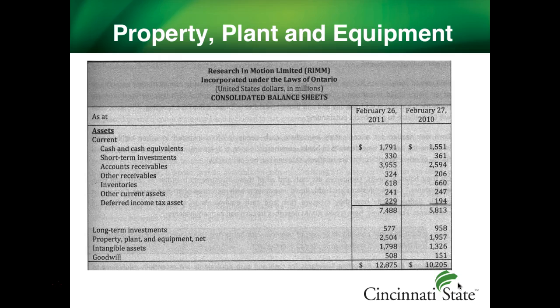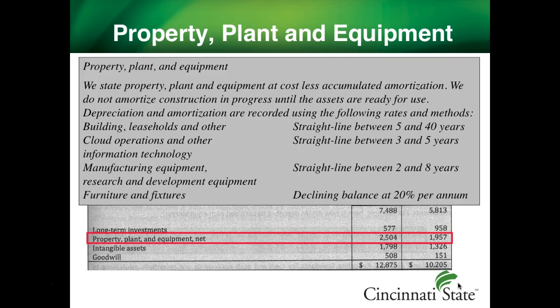Research in Motion's property, plant, and equipment policy is as follows. We state property, plant, and equipment at cost less accumulated amortization. We do not amortize construction in progress until the assets are ready for use. Depreciation and amortization are recorded using the following rates and methods. Buildings, leaseholds, and other use the straight line method of depreciation and are depreciated between 5 and 40 years.